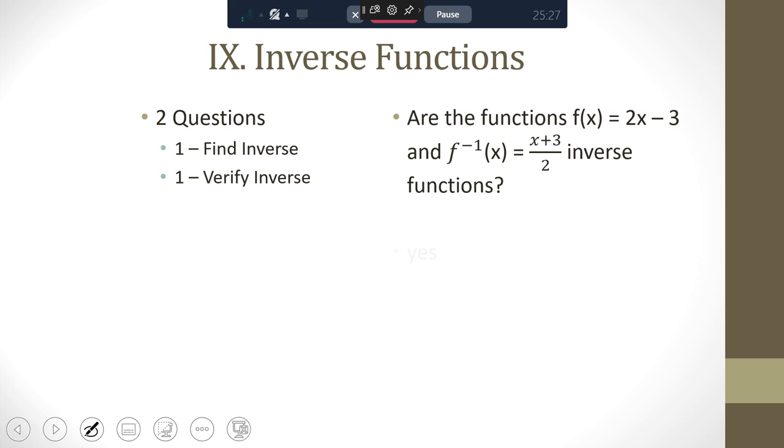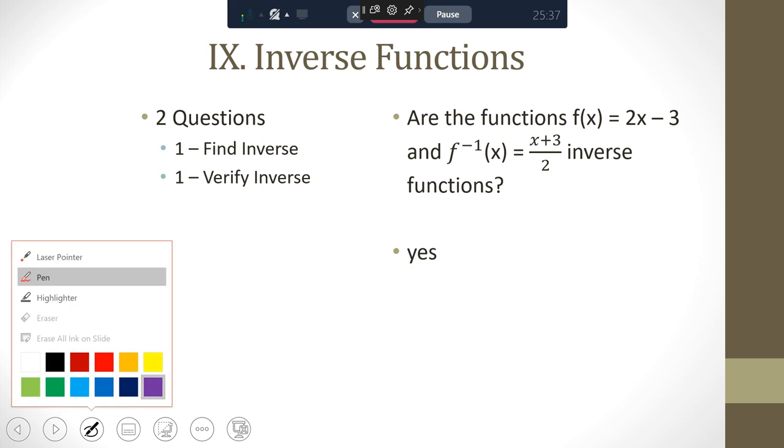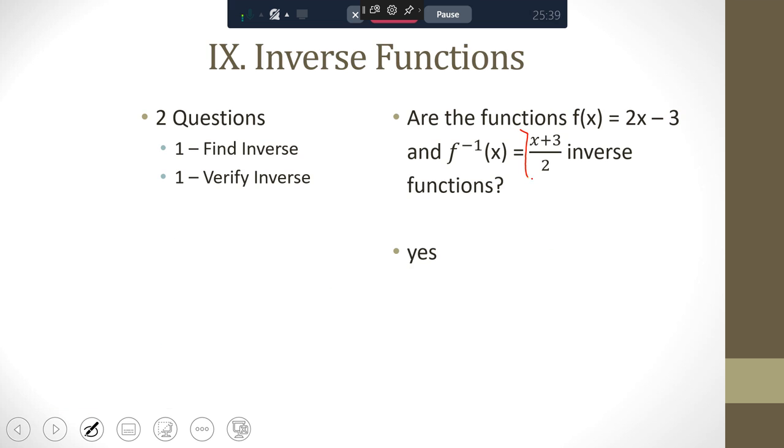Then we're going to have 2 questions on finding the inverse. One where you have to find the inverse and one where you have to verify if something is the inverse. So when we are verifying if something is the inverse, you're going to take the second problem and substitute it in for the x in the first problem. My first problem has a 2 out front, so I'm still going to have a 2 out front.